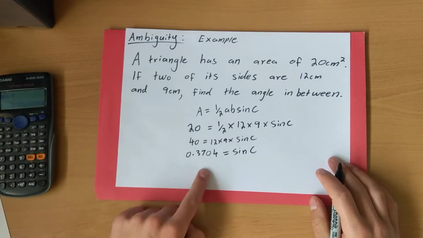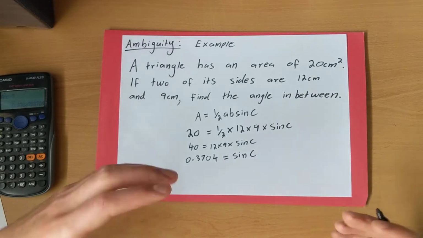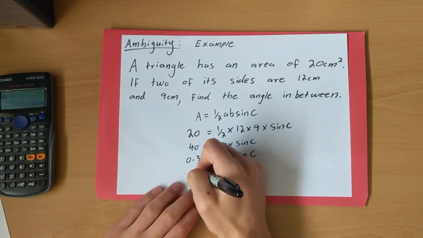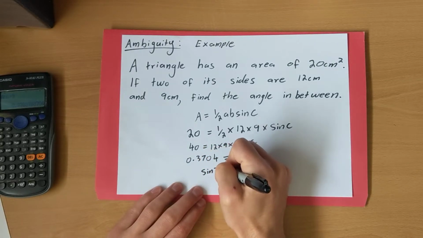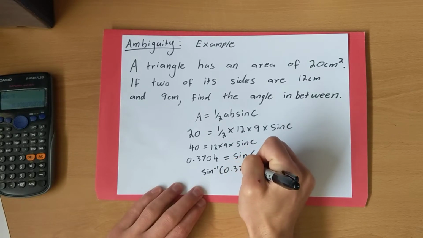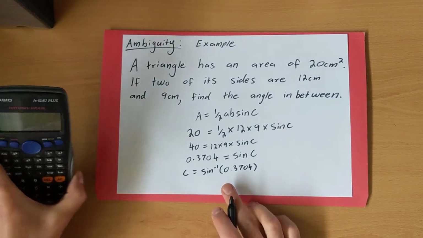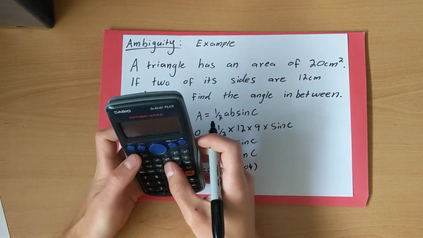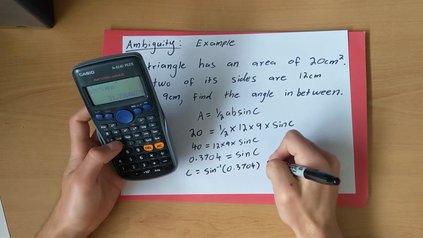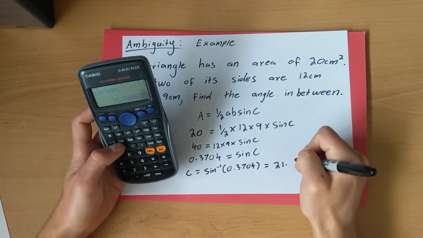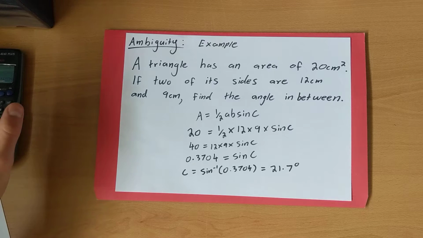So here I've got a ratio and I'm looking for the angle. So I need to go backwards through the sine machine, or I need to use the inverse sine. So sine inverse of 0.3704, that's going to give me C. So if I put that straight into my calculator, if I do the inverse sine of this answer, it gives me 21.7 degrees. However, we need to bear this in mind.